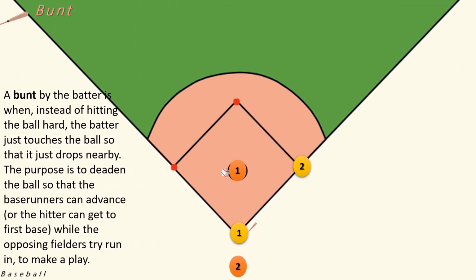A bunt by the batter is when, instead of hitting the ball hard, the batter just touches the ball so that it drops nearby. The purpose is to deaden the ball so that the base runners can advance or the hitter can get to the first base, while opposing fielders run in to make the play. Compare it with cricket, when during pace bowling the wicketkeeper is standing far behind and the batsman just touches the ball and runs to score a single.